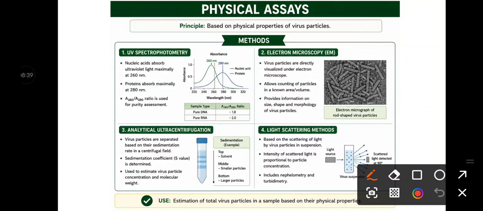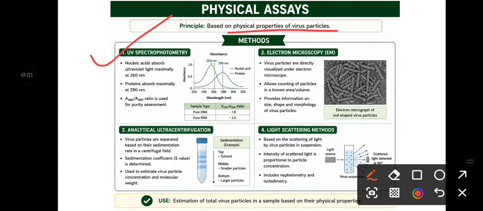Then about the physical assay. Physical assay is based on the physical properties of the virus. We will check the protein structure as well as the nucleic acid structure. What are the methods included in the physical assay? First, the most important, UV spectroscopy.